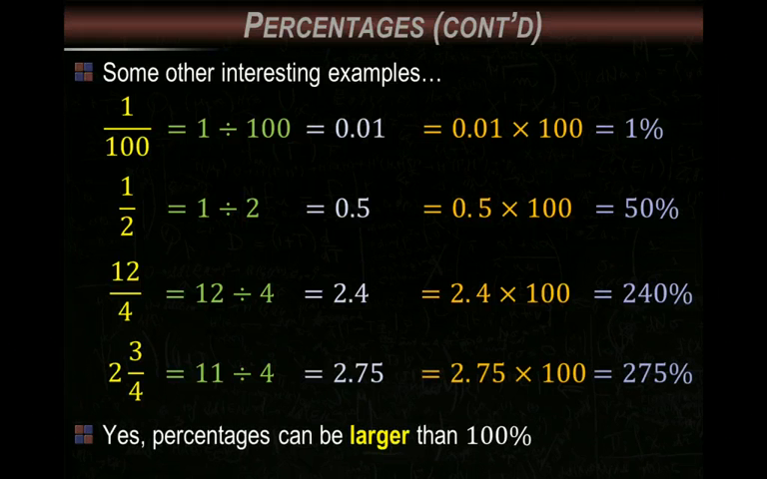2 3/4, that's a mixed fraction. So what I would probably want to do with this one is convert it first into an improper fraction, which would be 11 over 4. Divide it and come up with 275%. Okay? The methods are tried and true.